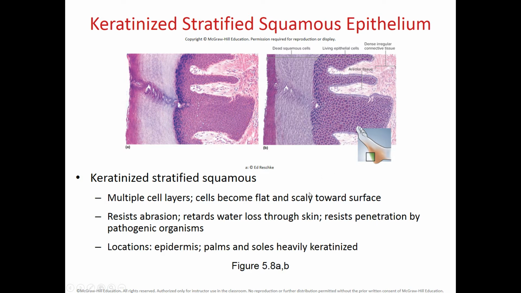And since you have multiple layers of cells, one of the functions of these epithelia is to resist abrasion and to prevent dehydration, because you retard the water loss through the skin cells, the layers of cells, and also it is for protection because several layers of cells resist the invasion of pathogenic organisms. So where do we have then this keratinized stratified squamous epithelium? In the epidermis, the most superficial layer of the skin, palms and soles, which are heavily keratinized.